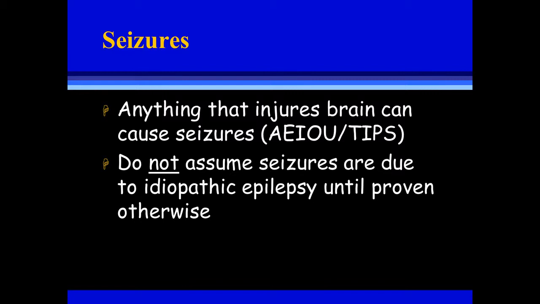Seizure, anything that injures the brain can cause seizures. So again, AEIOU tips. Just about any of those things can cause seizures on the list. And you're going to try to figure out which one it is. Do not assume seizures are due to idiopathic epilepsy until proven otherwise. Okay? So you're still going to check a blood sugar. You're still going to check them for alcohol or drug use. You're going to check for heat, cold. You're going to check for trauma. You're going to go through everything. Okay? Especially in the elderly.